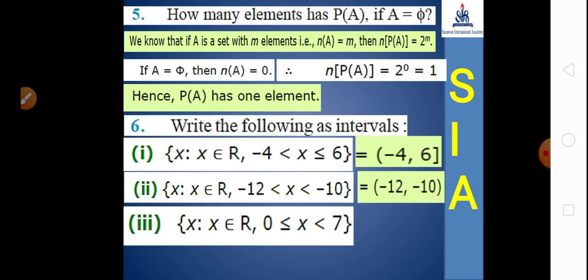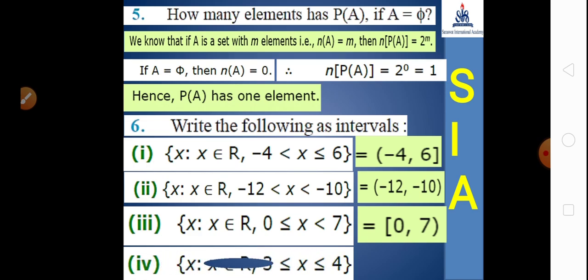One more. 0 less than or equal to x less than 7. So students, here is 0 counted or not? Yes, 0 is counted. And is 7 counted or not? No, because 7 is only given as less than 7. It means 7 is not counted. This interval is represented as close to open. So 0 is closed, but 7 is open.